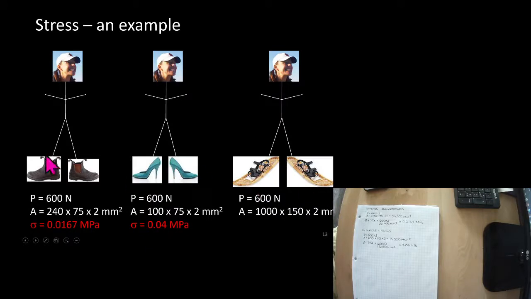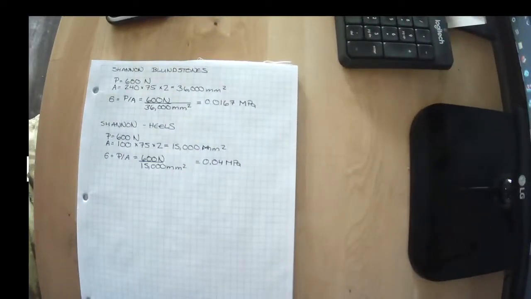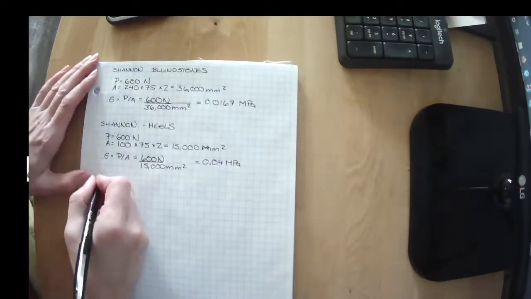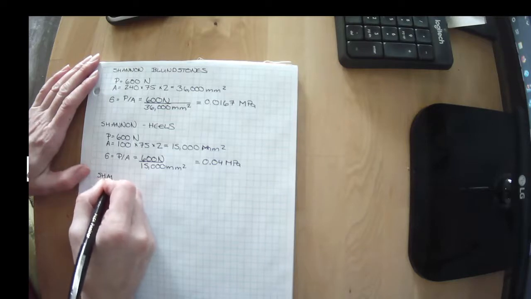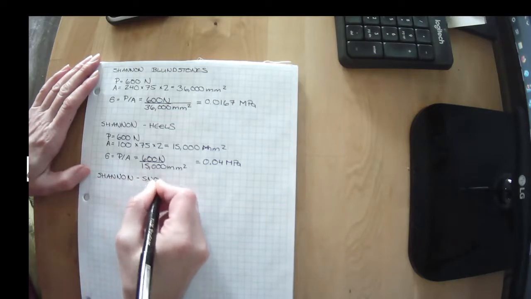Now, I'm worried about the amount of stress I'm putting on the ground because I'm trying to walk across the snow. So I go and I bring out my trusty snowshoes. And these I've measured to be 1 meter long by 150 millimeters wide. And I have my 2 feet. So let's check this now with snowshoes.